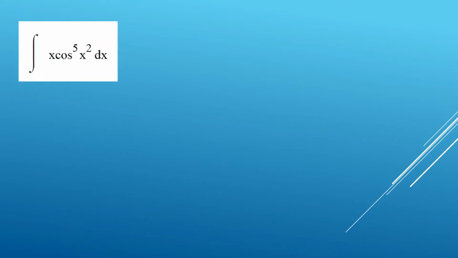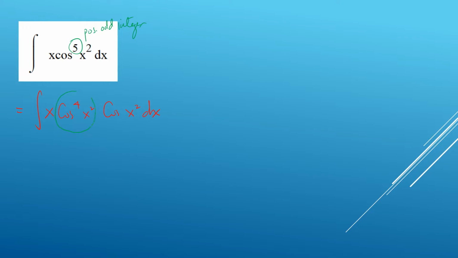Next problem, we integrate x cosine raised to 5 of x squared dx. Again, we examine the exponent 5, which is a positive odd integer. So we apply the rule. We shall write cosine raised to 5 of x squared as cosine to the 4th times cosine. So we retain x, cosine raised to 4 of x squared, and cosine x squared dx.